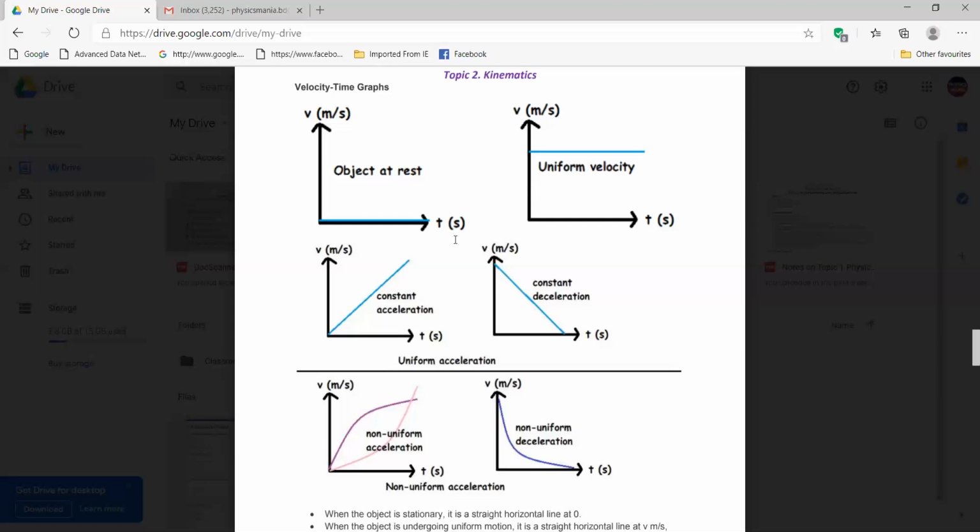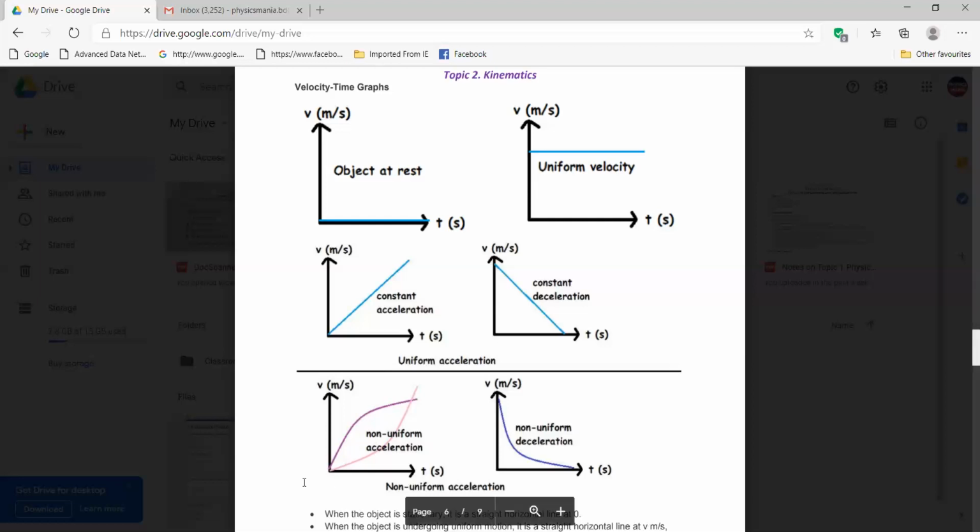And for distance time graph, you will get this type of graph for acceleration. That is uniform acceleration. You will get this type of graph, the lower one. And for deceleration, you will get this type of graph, the upper one, in distance time graphs.